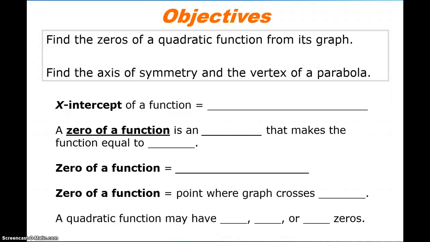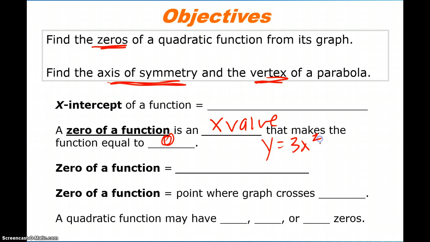So we're going to do three things. We're going to find the zeros of a quadratic, the axis of symmetry, and the vertex. We'll skip some of this. Basically, the bottom line, the zero of a function is an x value that makes the function equal to 0, hence the name. So if you had an equation, y equals 3x squared minus 2x minus 5, and you plugged in something for x, whatever it would be, and the answer came out to be 0, that would be a zero of a function.